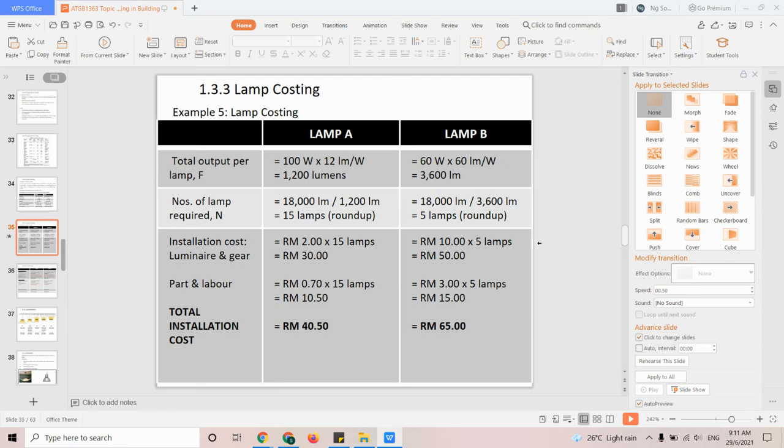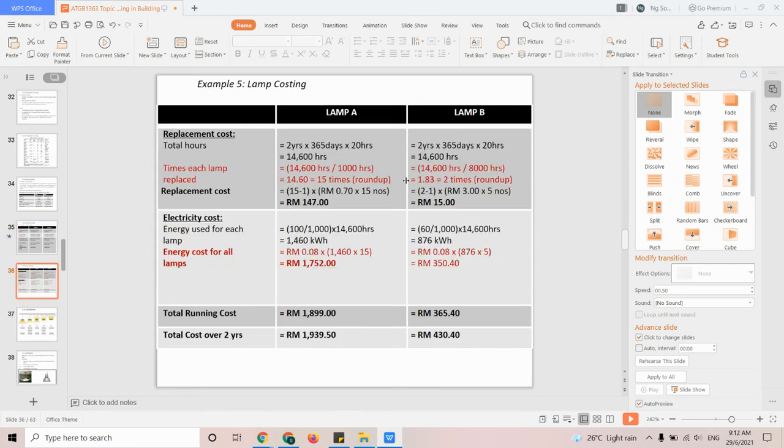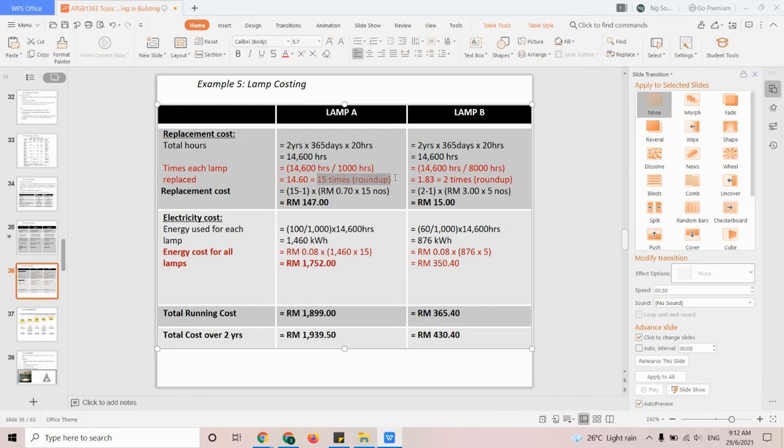Okay, so with that, the initial installation cost for lamp B is actually much more expensive than A. But when it comes to replacement, we found that lamp A is actually much more expensive than B in terms of replacement. So here, based on their lifespan over the period of 2 years, they actually need to be replaced up to 15 times, excluding the first installation.